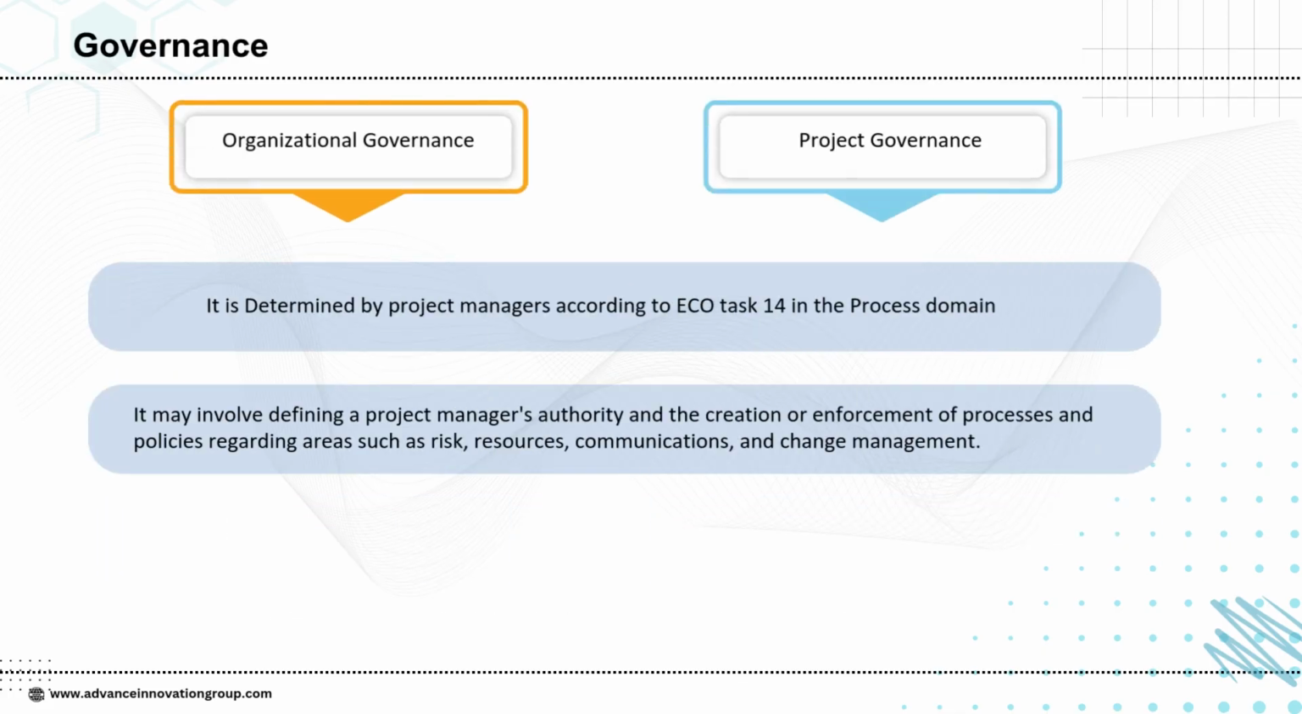Project governance is established to guide how individual projects are managed and delivered. It is determined by project managers in alignment with established frameworks such as the ECO process domain. Project governance defines the level of authority a project manager holds and involves setting up or enforcing processes and policies in critical areas like risk management, resource allocation, communications, and change management. By doing so, it ensures that each project operates within a structured framework that supports consistency, accountability, and alignment with organizational goals.